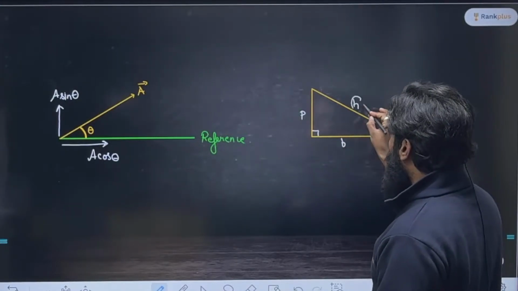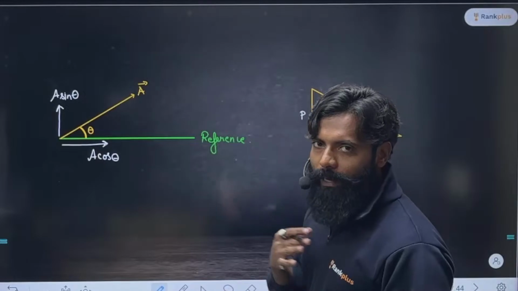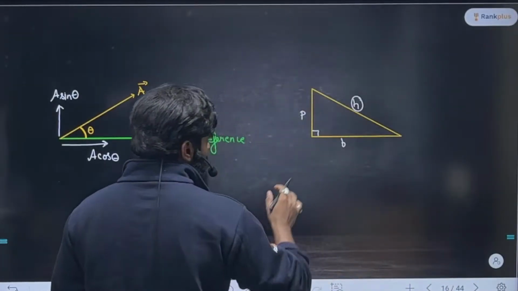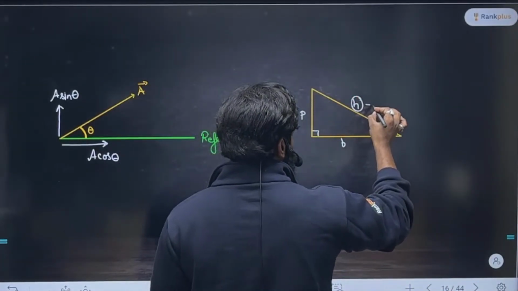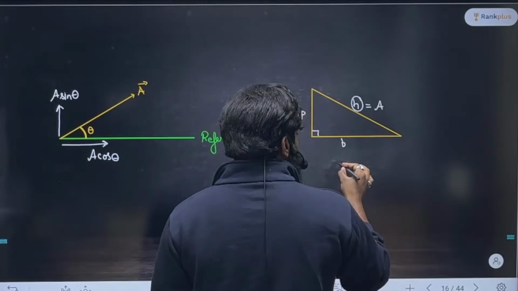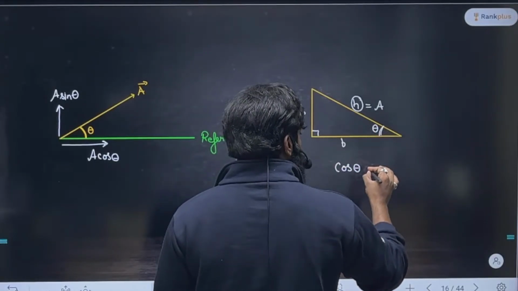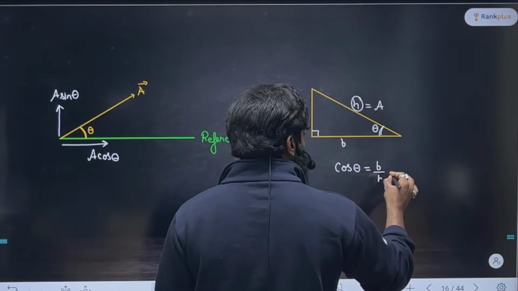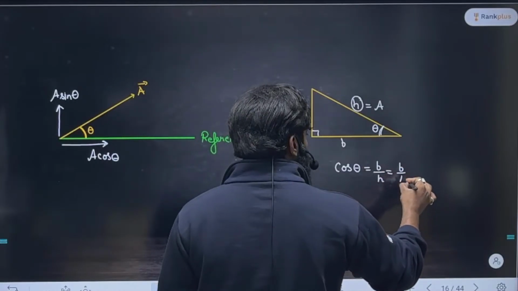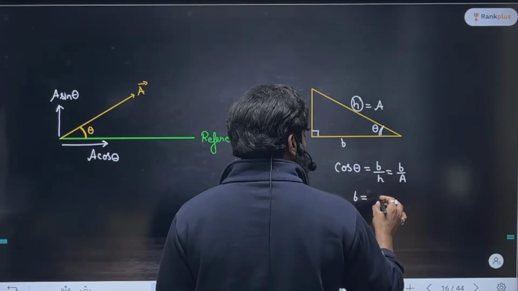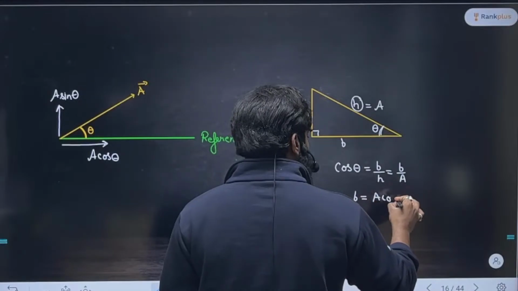So basically what is happening here, we have been provided with the hypotenuse, right? I'm taking the hypotenuse as A. So I'm considering a theta here. So cos theta will be equal to base by hypotenuse. Base we do not know, hypotenuse we know. So base will become A cos theta, right?